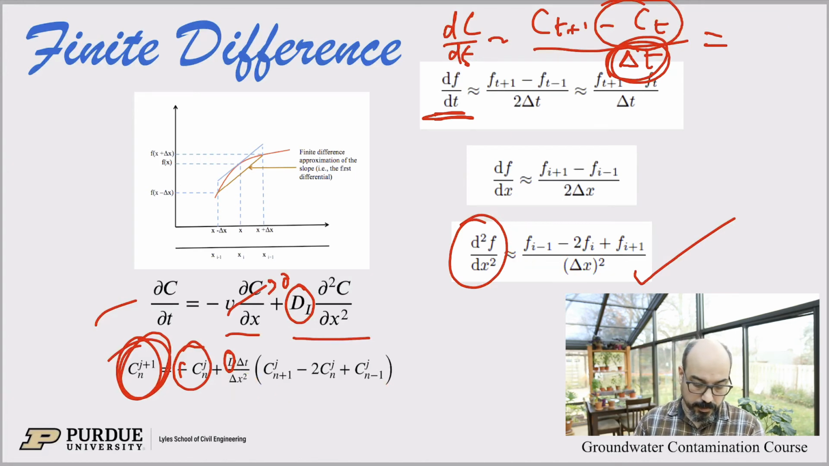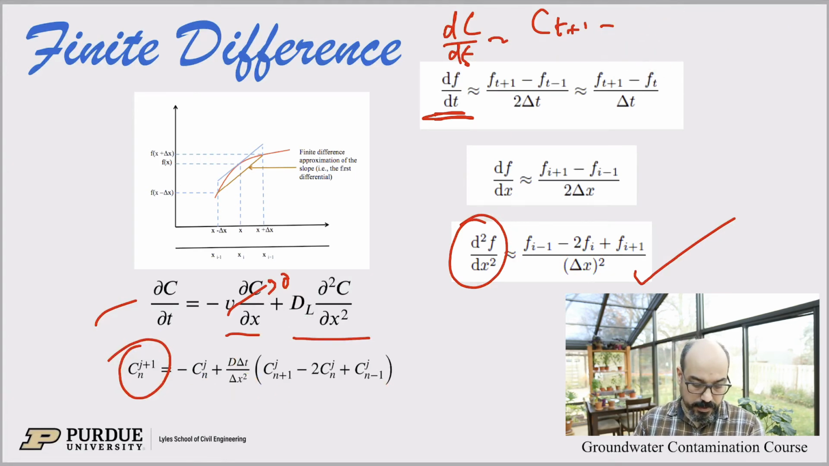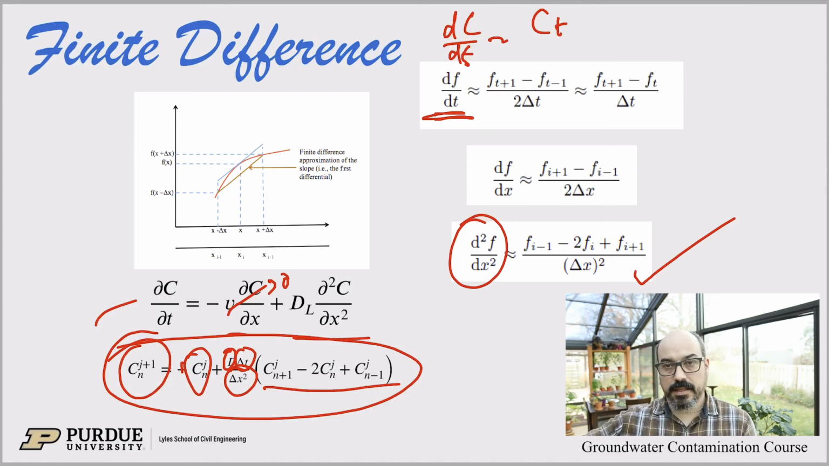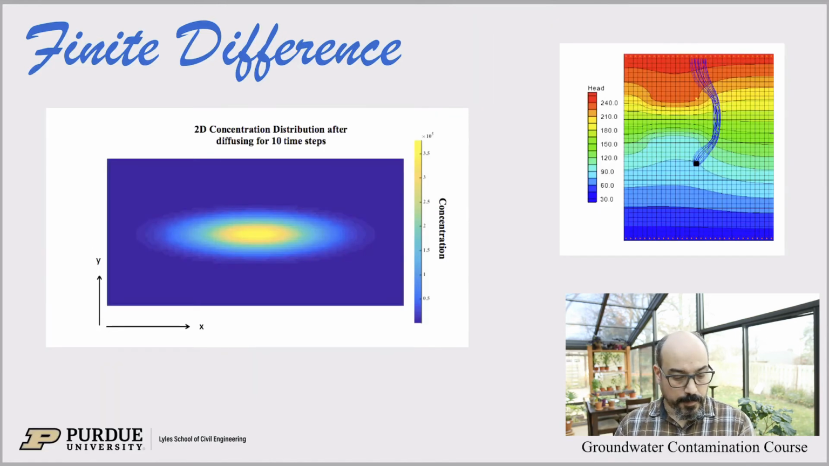Again, this is maybe a little bit much to see. Again, this should be a plus here. But we can represent concentration at the next time as a function of all things that are known, which is the concentration now, the dispersion coefficient, the time step, the space step in the x direction, and then the concentration at the next cell, the previous cell, and 2 times the cell here. So all those things are known, so we can calculate the next time step, and the next time step, and the next, and that's how we can step through using finite difference.